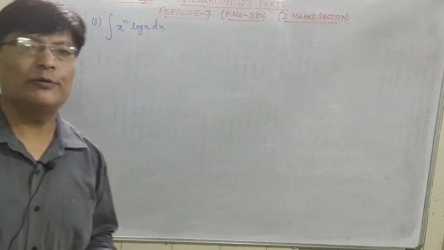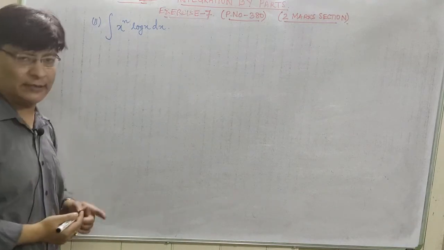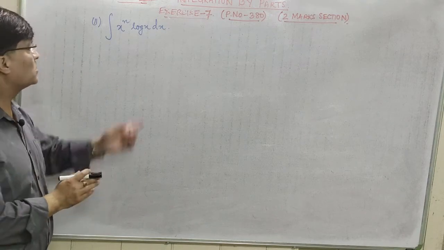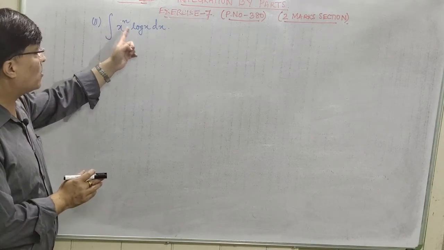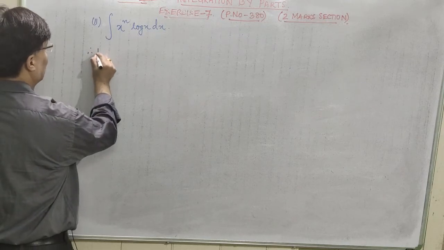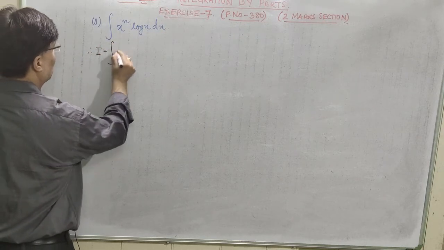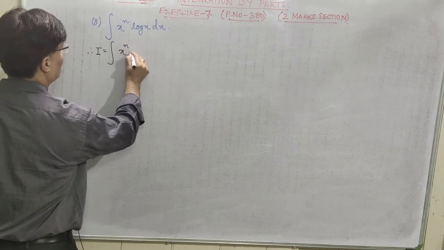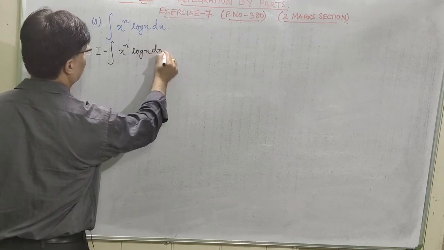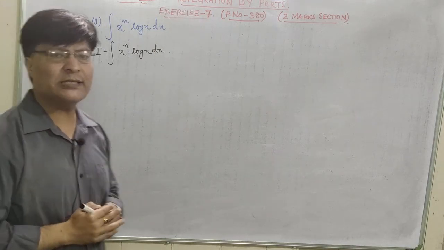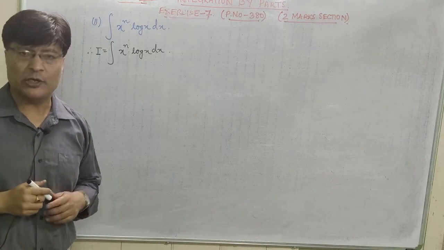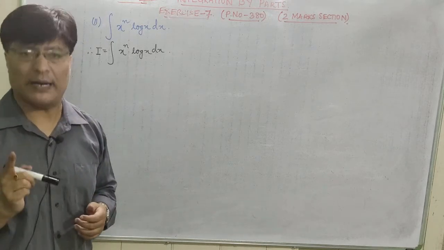So now we'll do the next question, that is question number 11. You have to evaluate this integration. The question is integration of x to the power n log x dx. So let us write it first as I is equal to integration of x to the power n into log x dx. Now this is the integration of the product of two different functions with respect to x. So you have to use integration by parts.